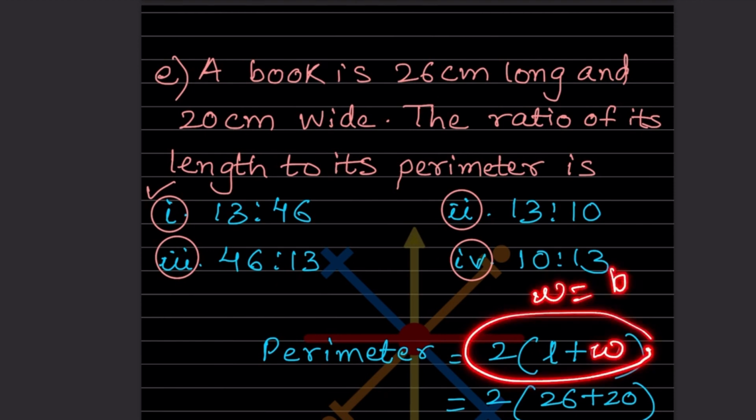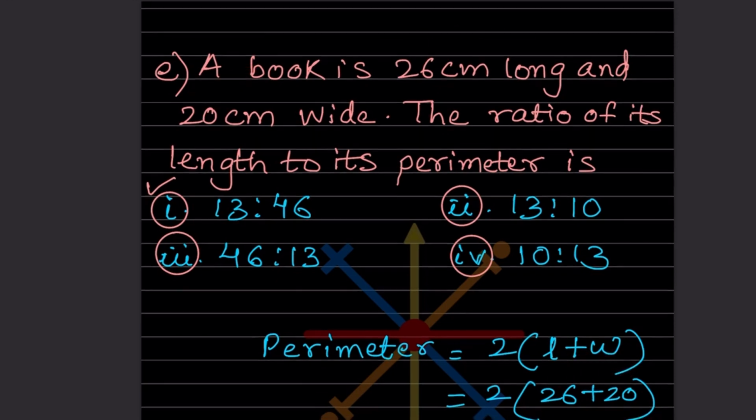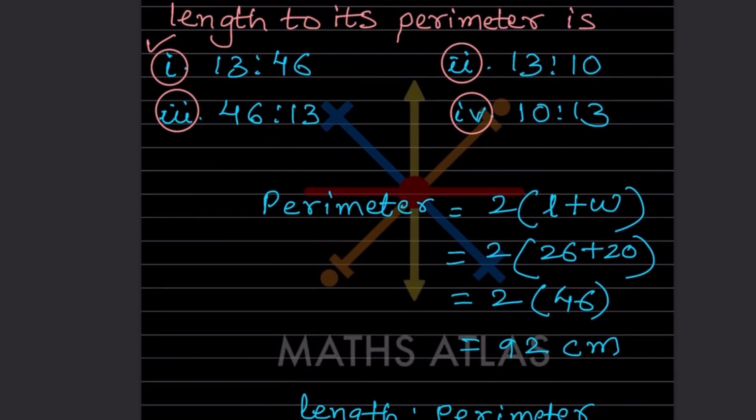In some places you can also see that in place of this wide, which means the width, you can also write the breadth. So 26 is given, and here again 20 is given for this. So you add it, you get 46. This is multiplication, so that is going to be 92 centimeter.